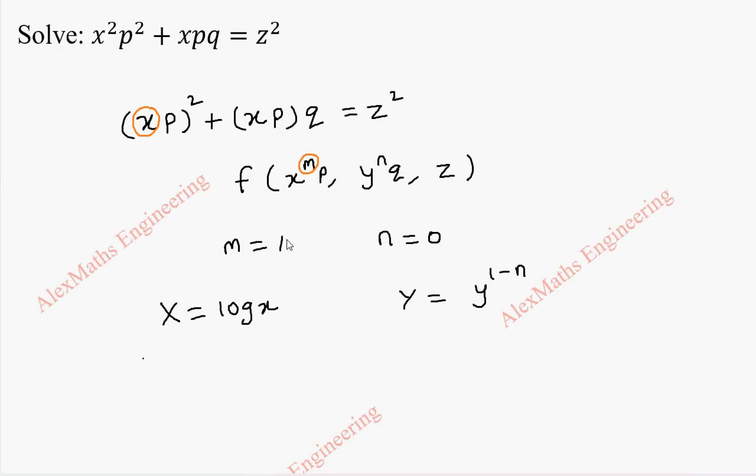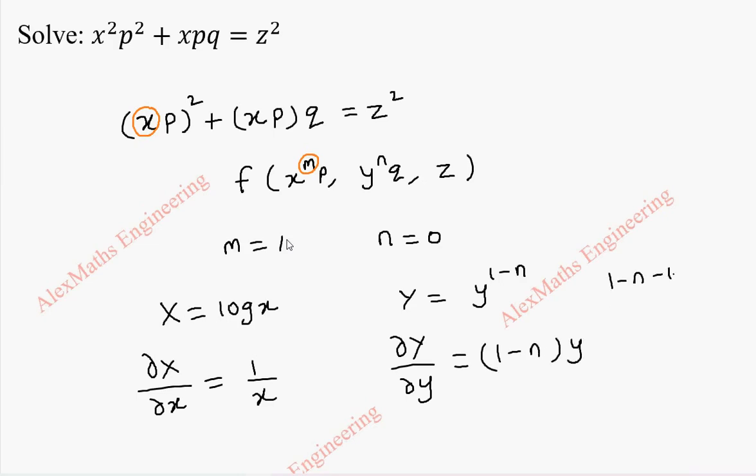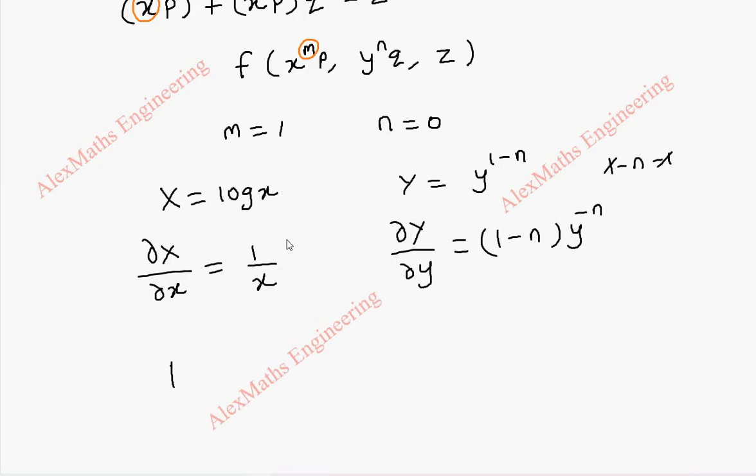minus n. Now from this we can find dou capital X by dou x, which is 1 by x, and here dou capital Y by dou small y will be 1 minus n into y power 1 minus n minus 1, which is minus n. Now we have capital P as dou z by dou capital X, or we keep this as it is. In the same way, capital Q is dou z by dou capital Y.